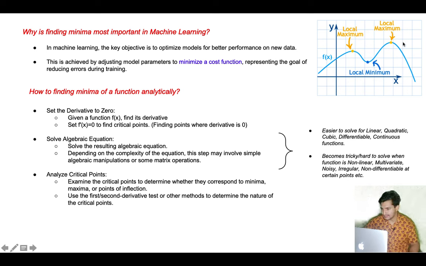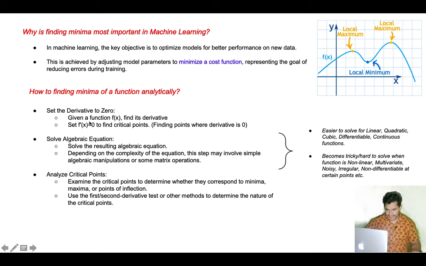Let's say this is the cost function. We want to learn the parameters which can make the loss reach here. So how do we find this minima of a function? Finding the minima of a function can be done in two ways, analytically or numerically. Analytically means we set the derivative to zero. Given a function f of x, we have to find its derivative, set it equal to zero and find the critical points, and then we can use either the first derivative test or second derivative test to figure out whether it's a minima or maxima.